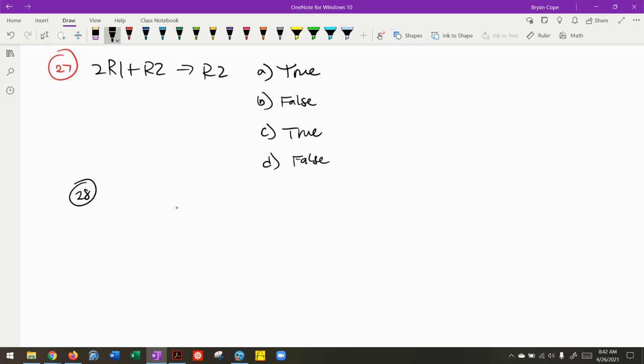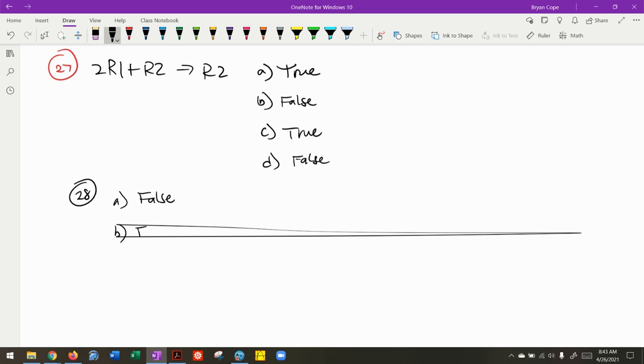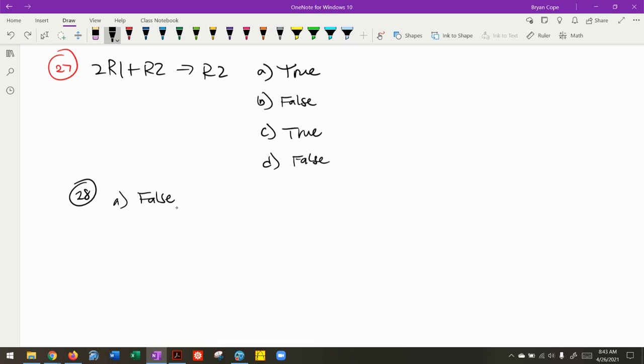Okay, and then 28. A, if 3 row interchanges are made in succession, then the new determinant equals the old determinant. That's false. If there were 3, 2 of them would cancel out, and the third one would make it negative. B, the determinant of A is the product of the diagonal entries of A. No, that's false. That's only true when the matrix is a triangular matrix.